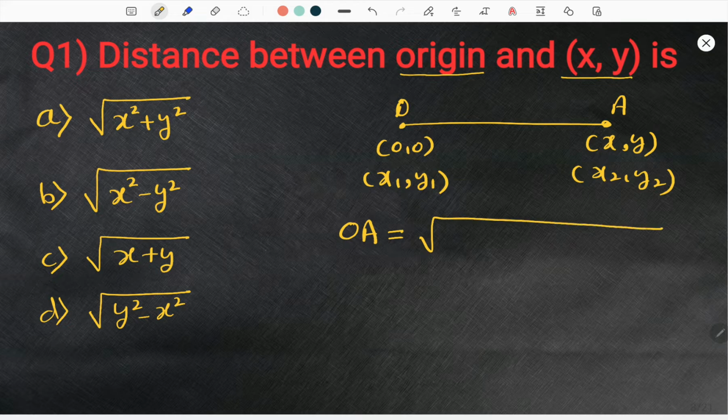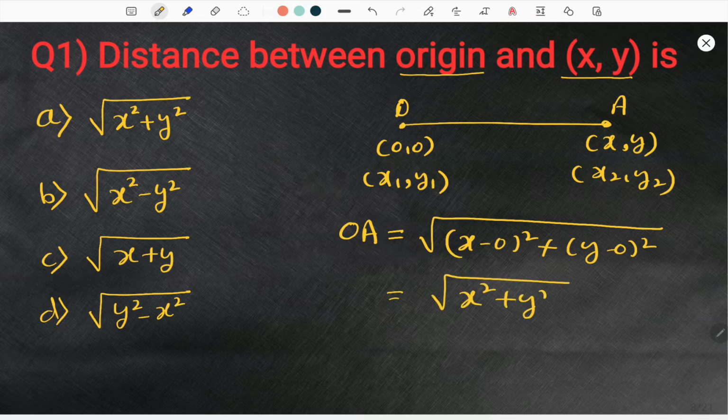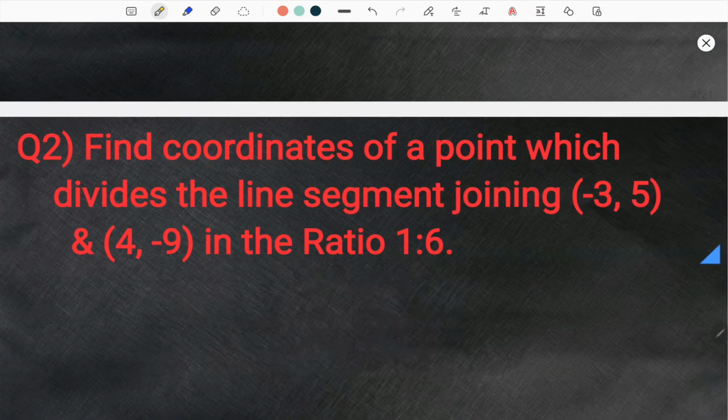OA is equal to under root x2 minus x1, x2 means x only, so x minus 0 whole square plus y2 minus y1, that is y minus 0 whole square. x minus 0 is x only, so it becomes x square plus y square. Under root x square plus y square. So look at this, here is the option, so that's why it becomes correct.